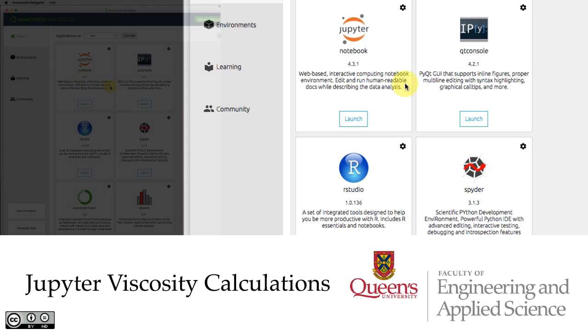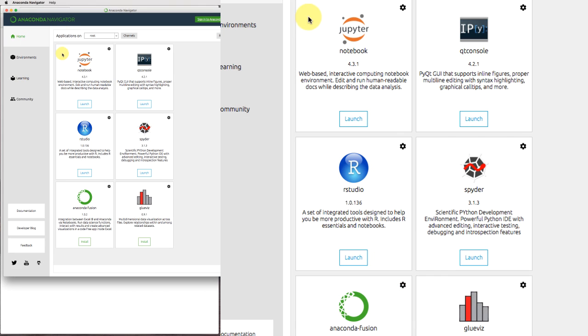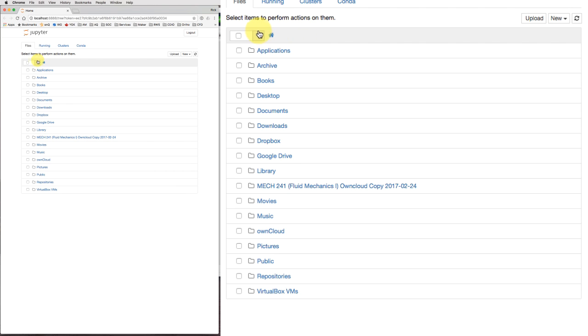After we install and download Anaconda, we can start Anaconda Navigator, and from there we can launch Jupyter Notebook. So I'm going to press the launch button now. It'll pop up a browser window showing us what it can see in Jupyter.